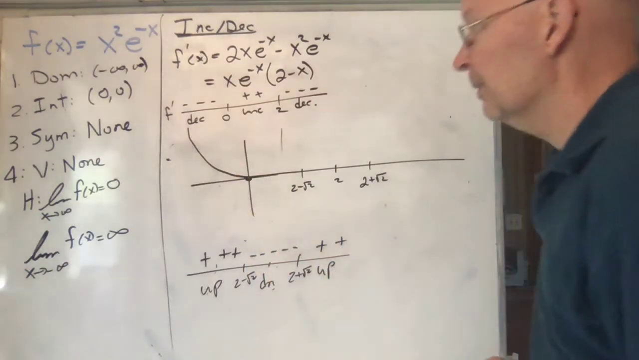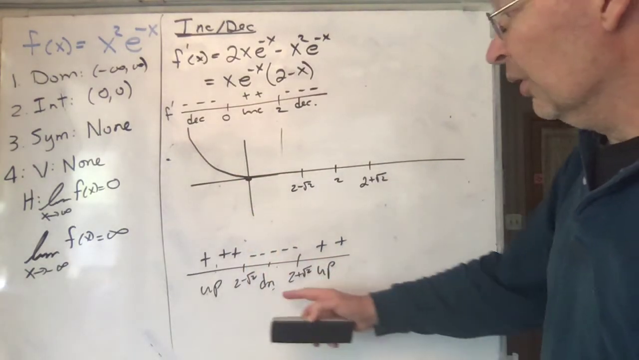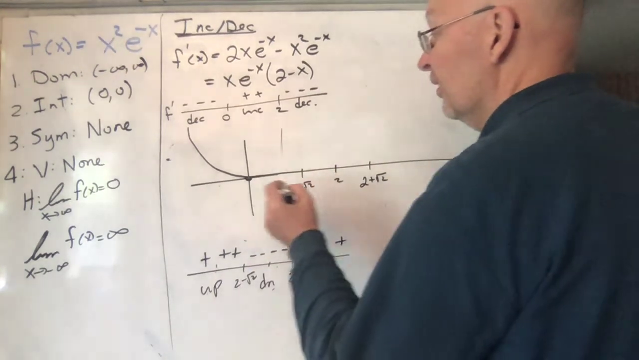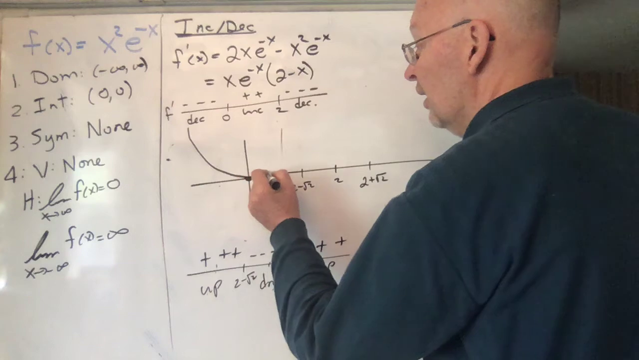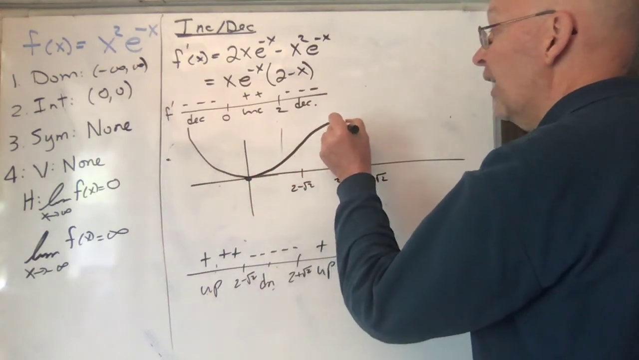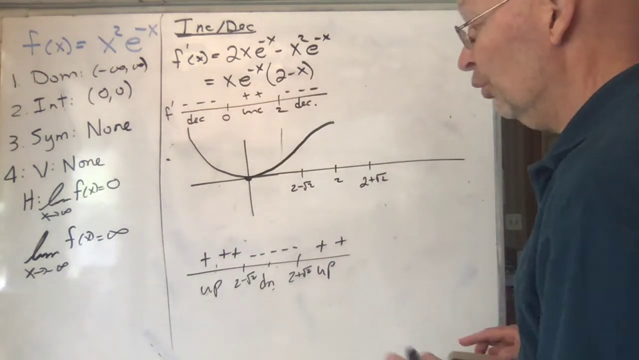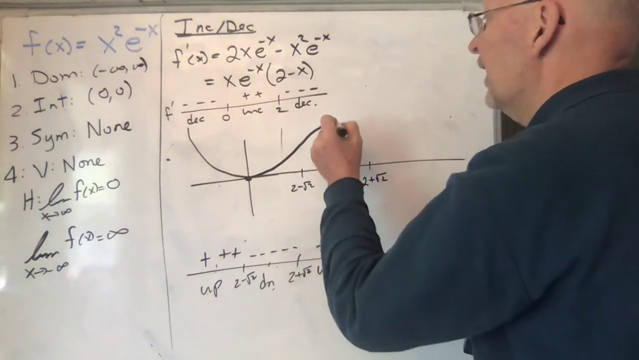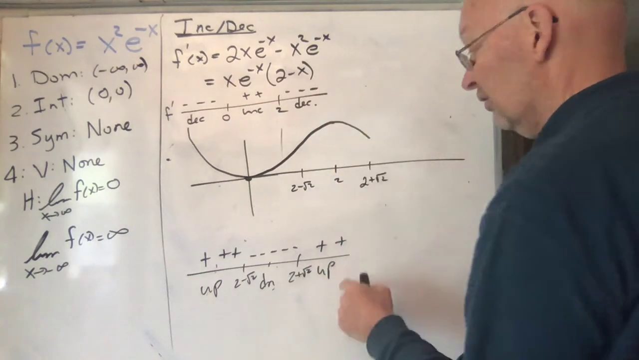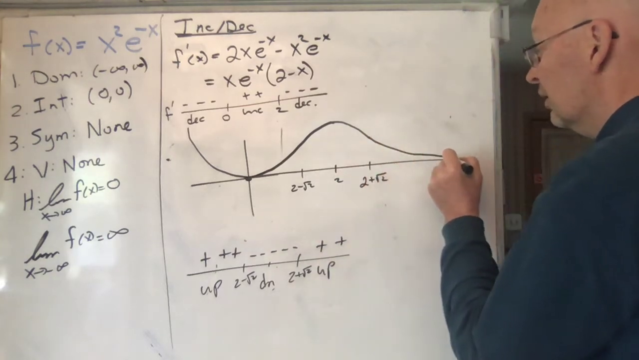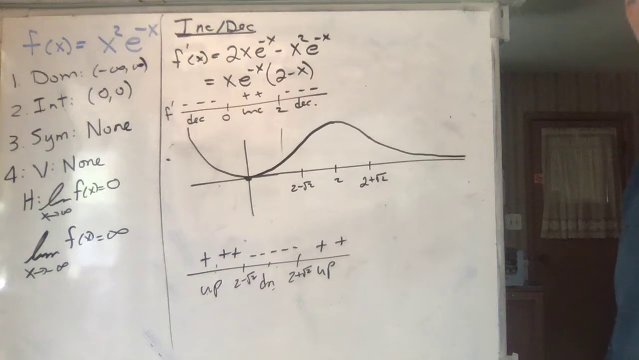Decreasing and concave up. Once you pass 0, it's still concave up, but it's now increasing. It's increasing until I get to 2. So it's increasing, concave up. Once I pass this point, it becomes concave down. Now I'm at 2, so now I start decreasing. It's still concave down until I get to 2 plus the square root of 2, and then it becomes concave up. Oh, what a nice problem. Isn't that great? Beautiful. So there it is right there.